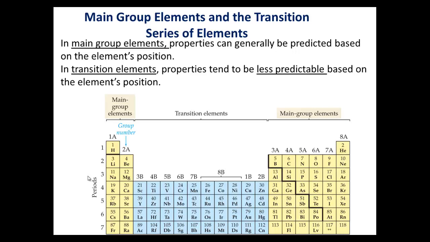The other characterization we give for the periodic table, these yellow sections, these yellow columns here are your main group elements. These ones usually have very easy to predict characteristics. While in the middle, this blue section here, these are your transition elements. These are less predictable. The properties tend to be less predictable.